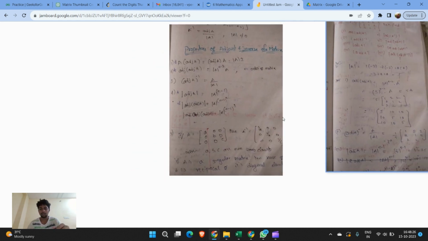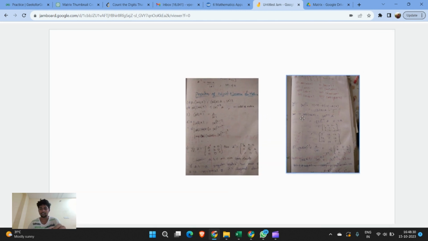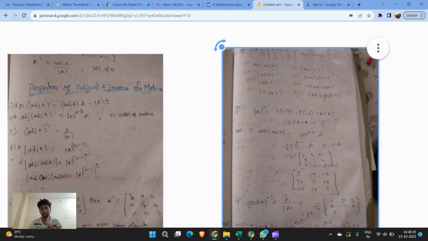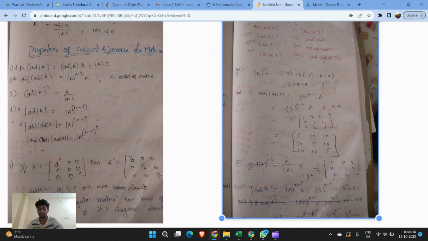I'll tell you what kind of questions they are going to ask you. You can see this example. Given one matrix, they'll ask you to find adjoint of adjoint A. From this formula, adjoint of adjoint is det A whole power n minus 2 into A. First you have to find the determinant of that matrix, and n is the order. So det A whole power n minus 2, and A means the normal matrix you have. In this way, you can find this one. These are the normal steps only.